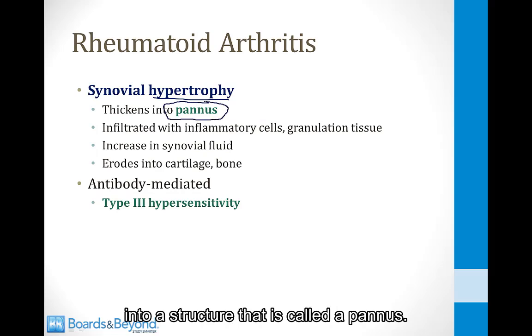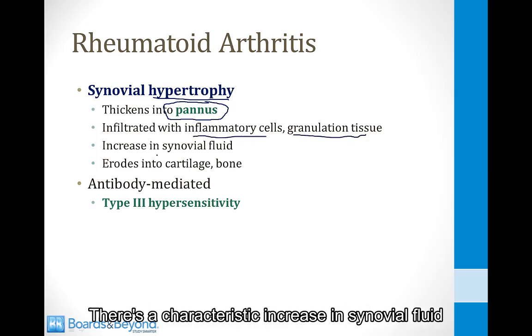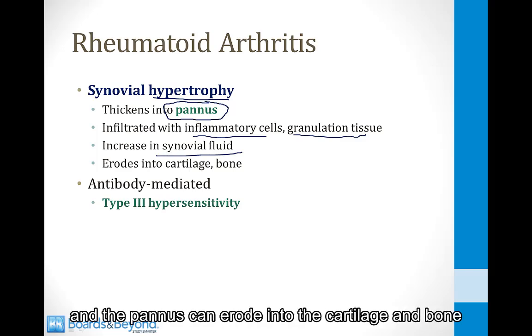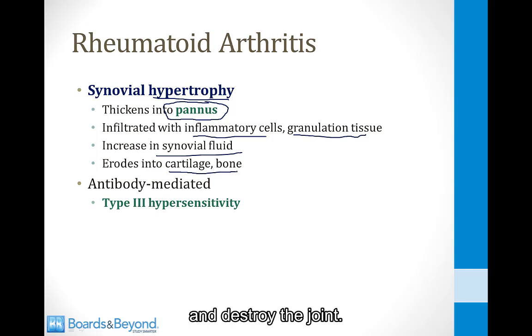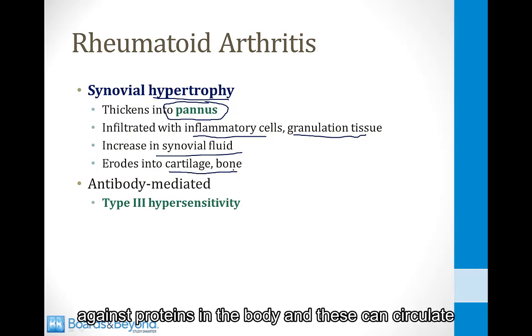When the synovium becomes inflamed, it can hypertrophy and it can thicken into a structure that is called a pannus. This is synovium that has been infiltrated with inflammatory cells and granulation tissue. There's a characteristic increase in synovial fluid, and the pannus can erode into the cartilage and bone and destroy the joint.